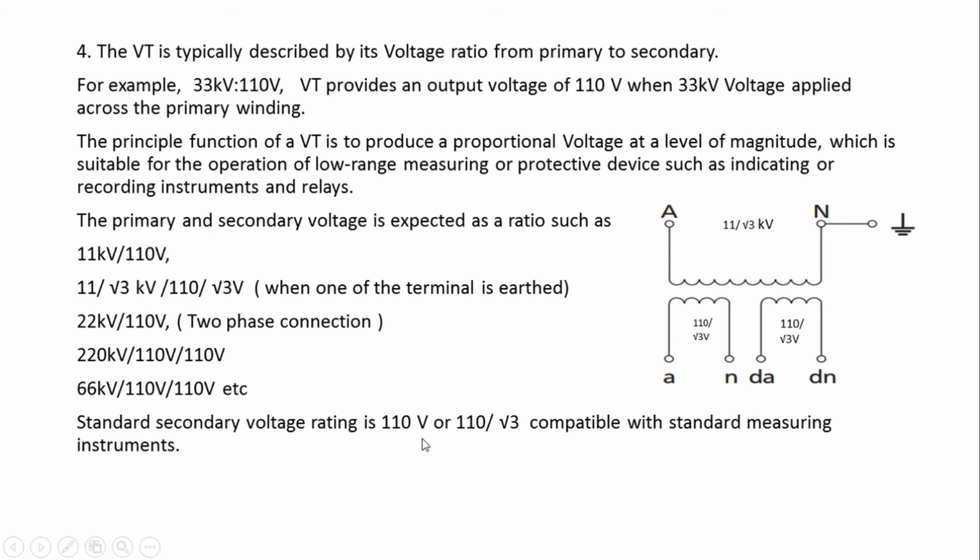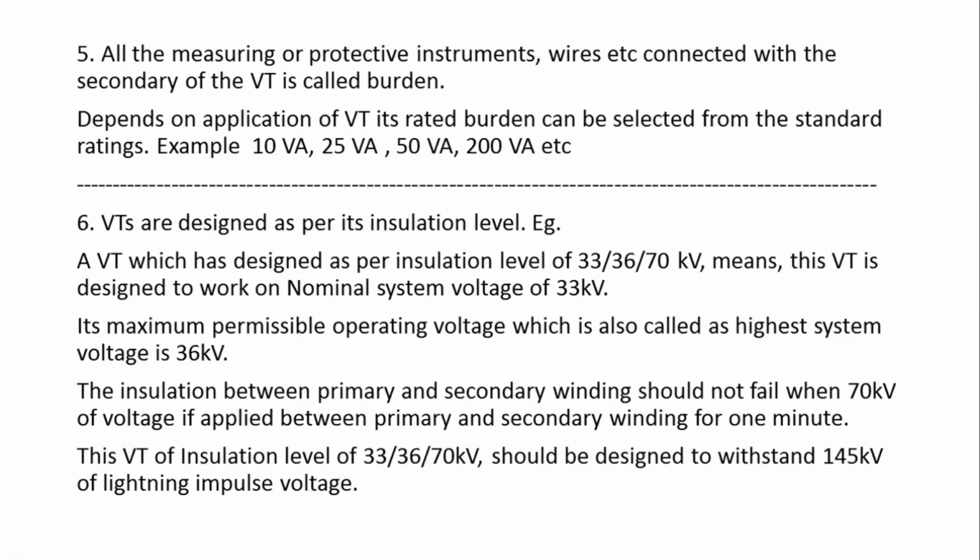Standard secondary voltage is 110 V or 110 by root 3, compatible with standard measuring instruments. Next point. All the measuring or protective instruments, wires, etc. connected with the secondary of VT is called burden. Depending on the application of VT, its rated burden can be selected from standard ratings. Example: 10 VA, 25 VA, 50 VA, 200 VA, etc.